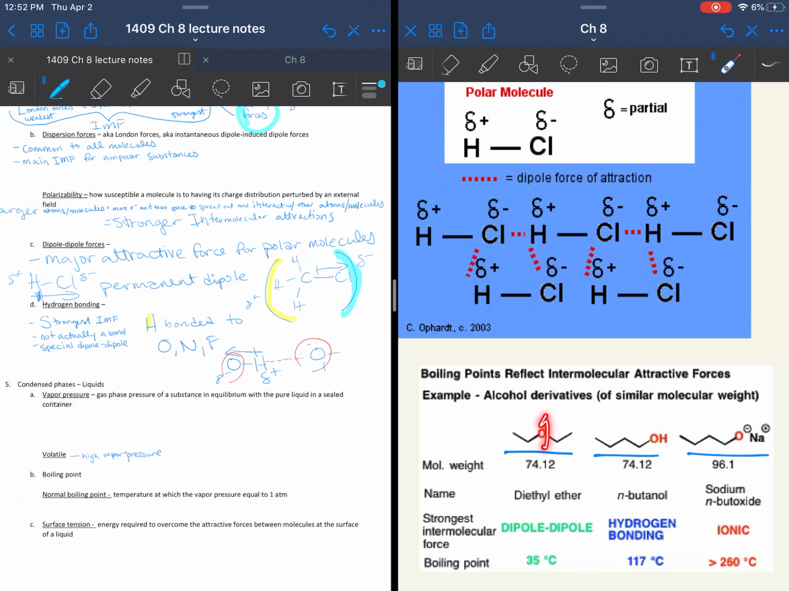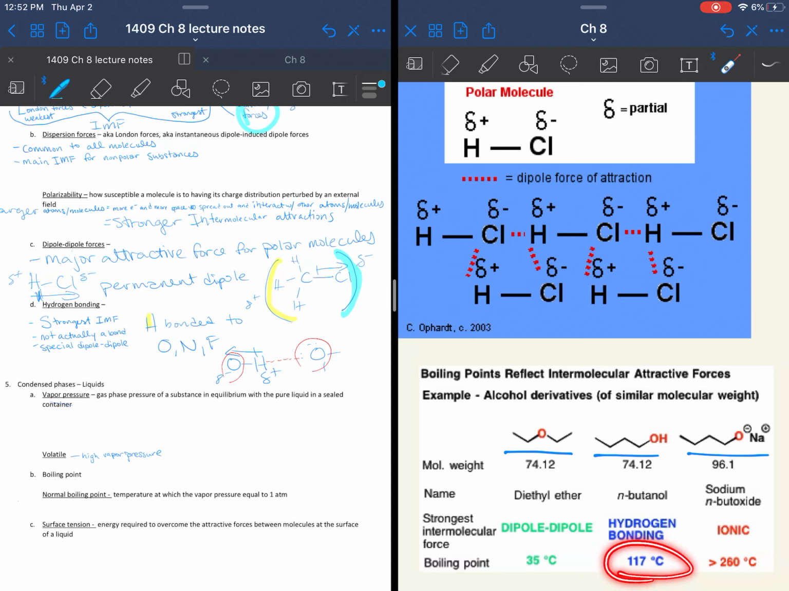The diethyl ether experiences dipole-dipole interaction. You do have that oxygen that's going to pull more electron density away from the carbons, so you will have a portion of the molecule that has a permanent dipole. The alcohol has the ability to hydrogen bond. Remember, the hydrogen has to be directly attached to the oxygen. And then here we're looking at an actual ionic bond.